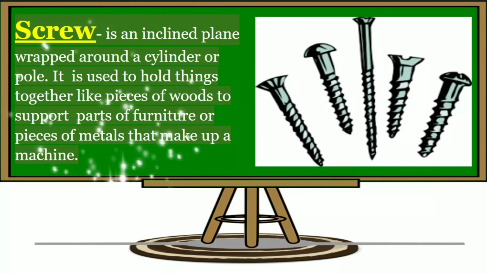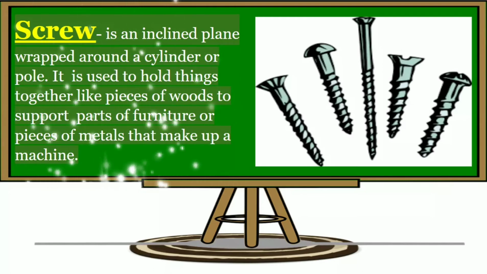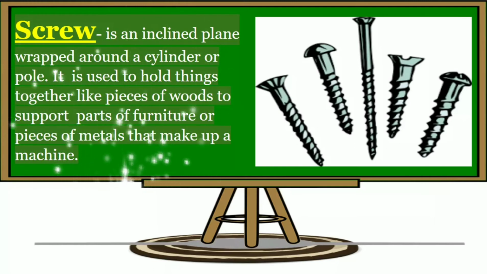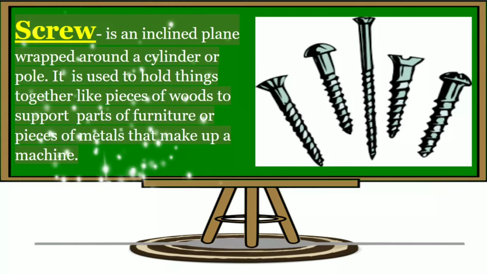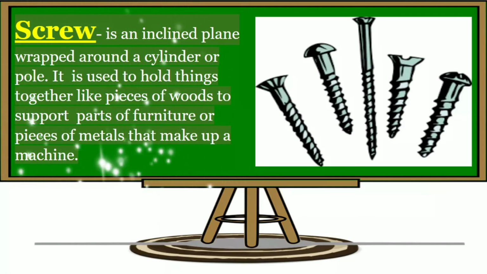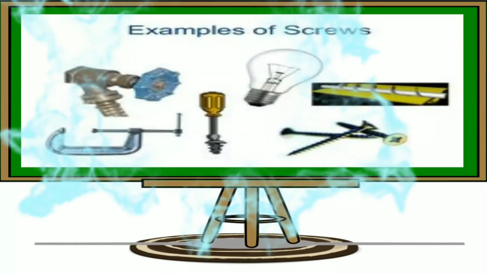Screw is an inclined plane wrapped around a cylinder or pole. It is used to hold things together like pieces of wood to support parts of furniture or pieces of metals that make up a machine. These are the examples of screw.